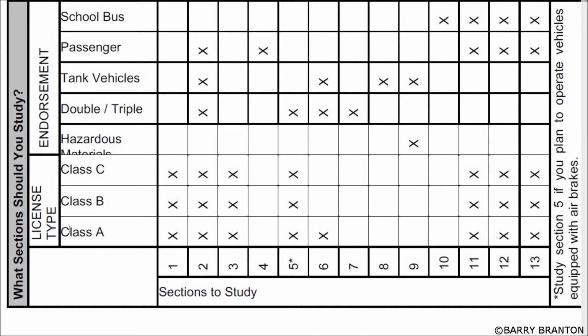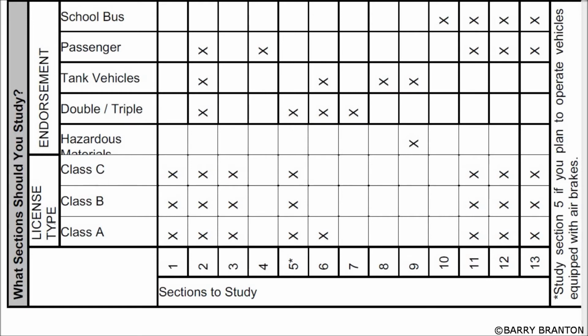So for say a Class A license, you would study Section 1, 2, 3, and if your vehicle had air brakes, you'd study 5, and also Section 6 and Section 11, Section 12, and Section 13. If you want a Class B license, you're required to study Section 1, Section 2, Section 3, Section 5 if you have air brakes, and then Section 11, 12, and 13. And the same would be the same for Class C.